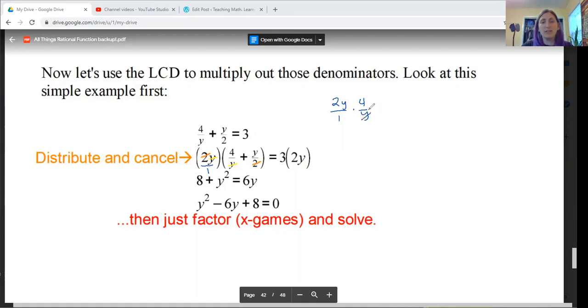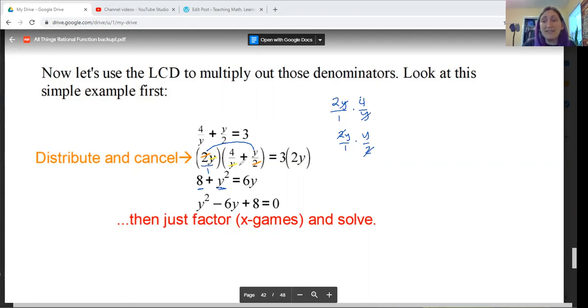And you can see we can cross cancel this y. That's what that yellow mark is, okay? That leaves us with just 2 times 4, which is 8. Now we're going to do 2y times y over 2. 2y over 1 times y over 2. Well, what cancels here? The 2 cancels out. Now we've got y times y, which is just y squared. And over here, 3 times 2y is 6y.